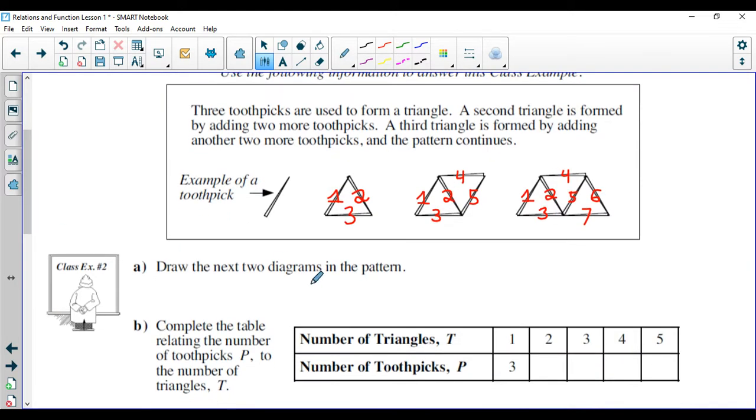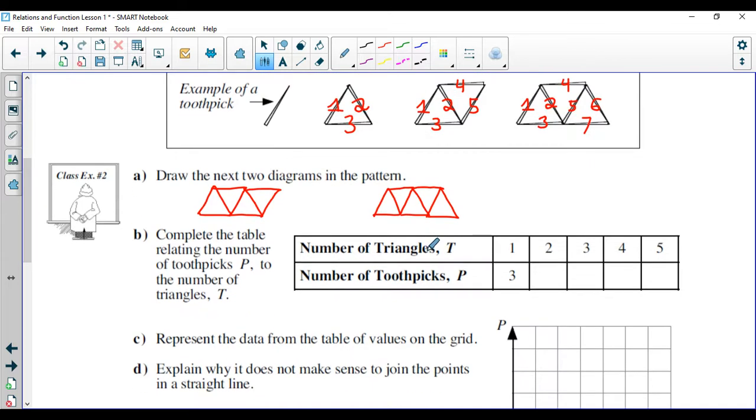Okay, so it says the first thing is to draw the next 2 shapes in the pattern. So let's start off with this shape over here. You have 1 triangle, 2 triangles, 3 triangles. So the next one would just be, we'd add another 2 toothpicks to form another triangle. So 1 here and 1 there. And then the next shape of the pattern, we just add on to this one. So we'd have a triangle, another triangle, third triangle, fourth triangle, and then we just add the 5th one here. So that'd be my shape number 5.